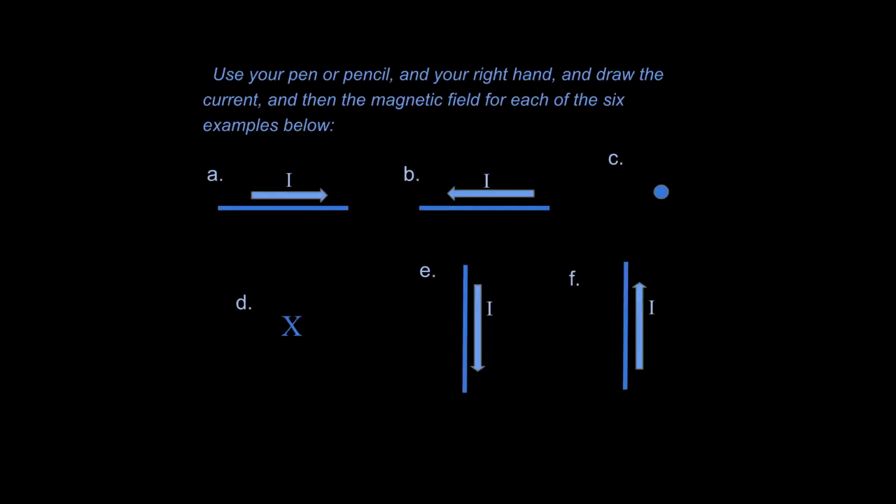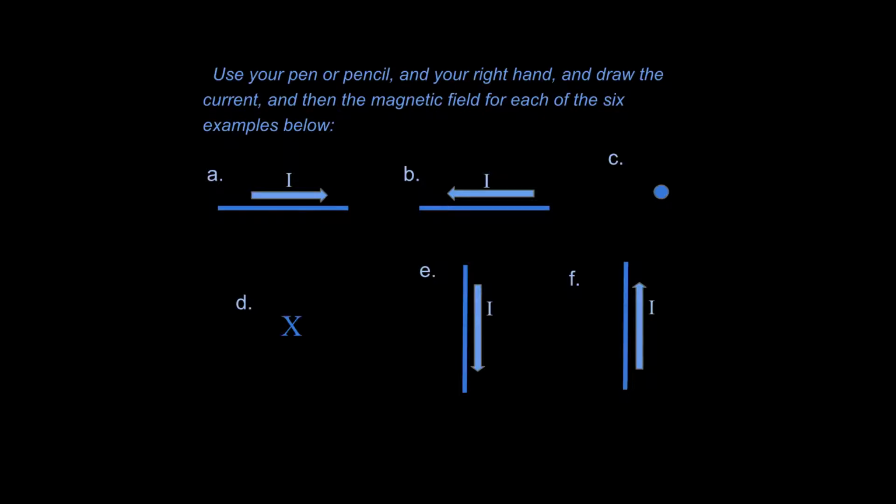Let's see if you can answer some practice questions and think through this. I wrote, use your pen or your pencil and your right hand and draw the current and then the magnetic field for each of the six examples below. Let me do the first one. I think you'll understand more once I do the first one for you. Imagine your right hand is pointing to the right, and the curl of your fingers will be around the pencil. The curl of your fingers will show the direction of the magnetic field that's created by that moving current.